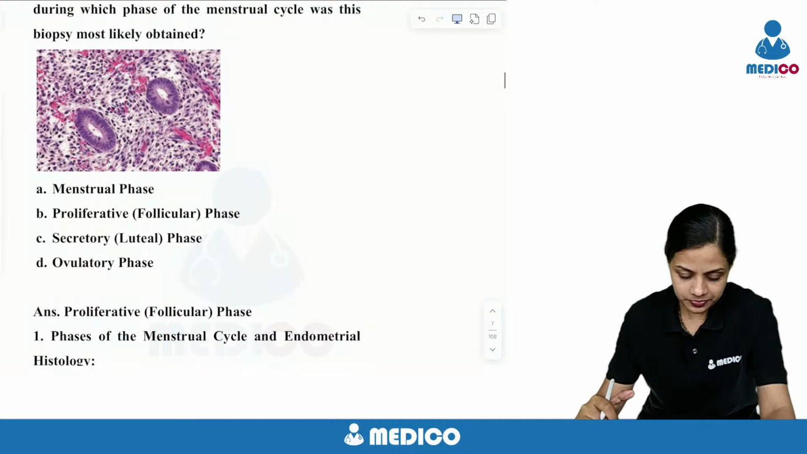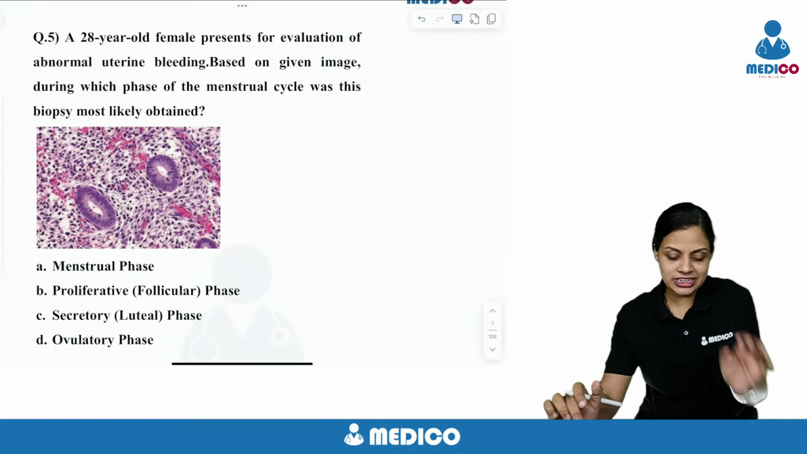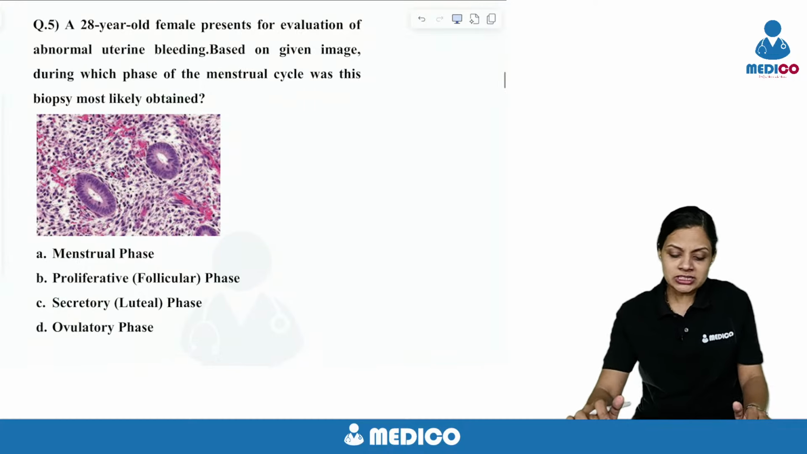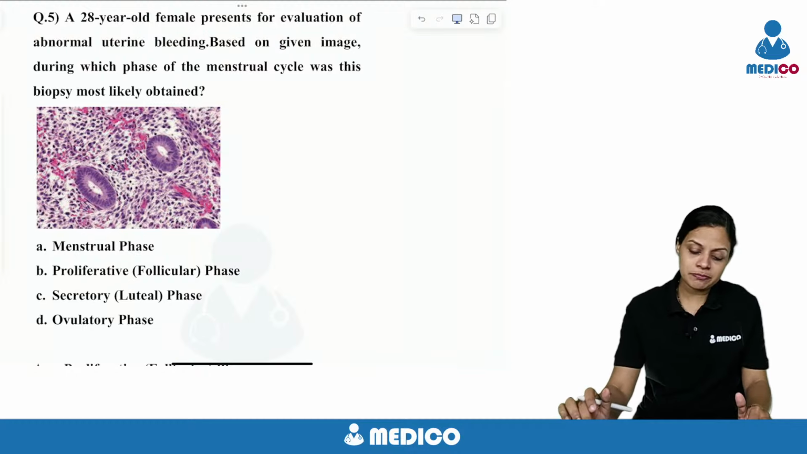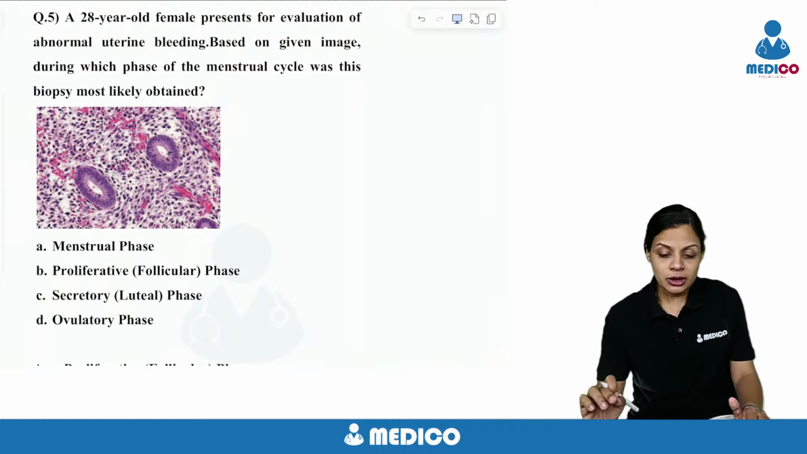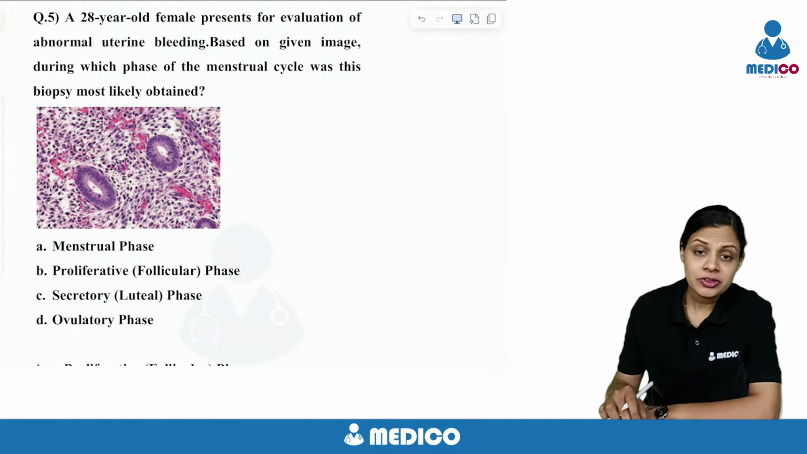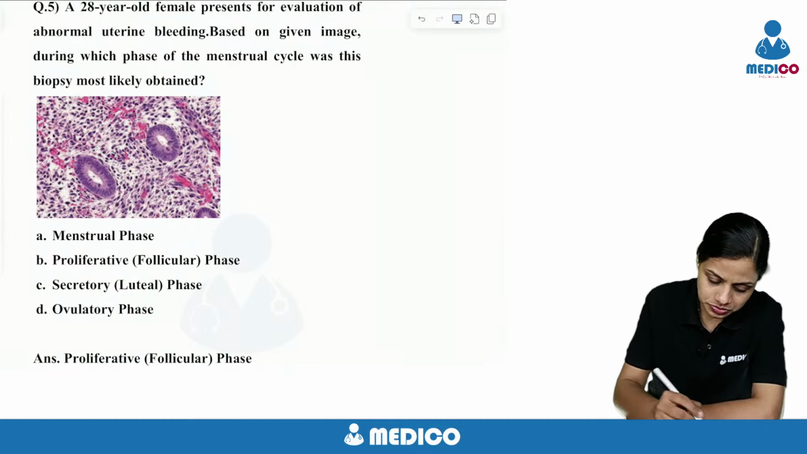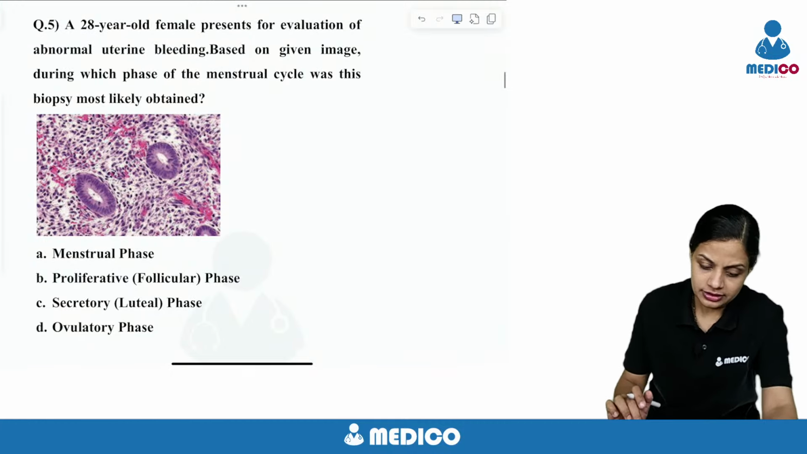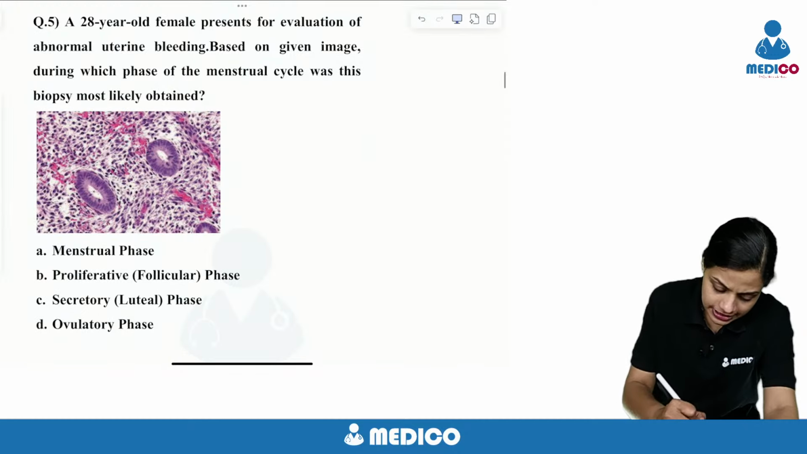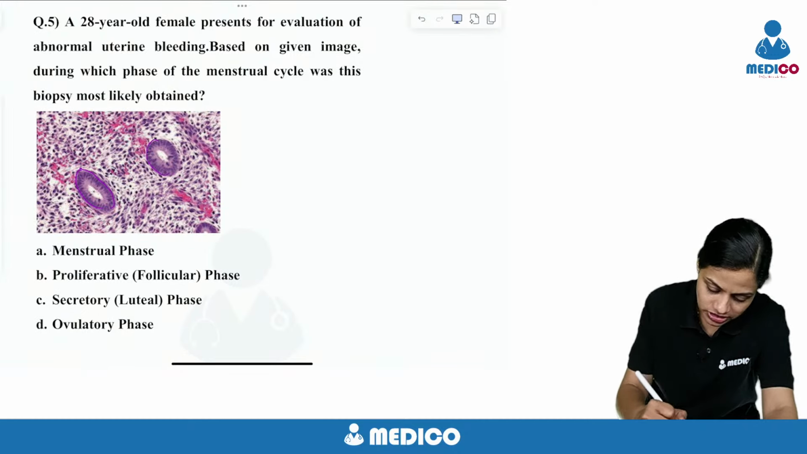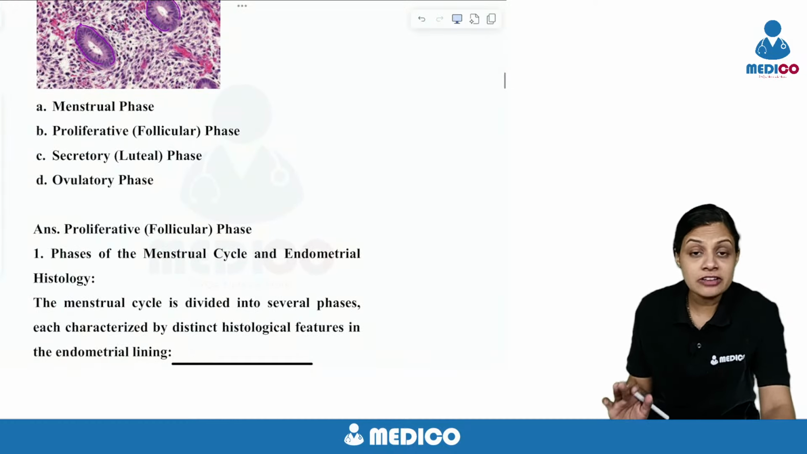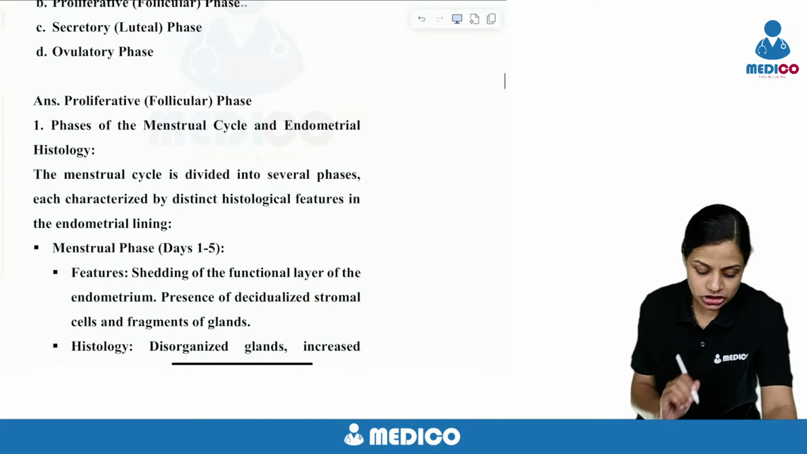Next question. Now, this is a histological question. A 28-year-old female presents for evaluation of abnormal uterine bleeding. Based on the given image, during which phase of the menstrual cycle was this biopsy most likely obtained? What do you see on the biopsy? See here, these are the glands that you see on this biopsy. This one is a biopsy of a proliferative or a follicular phase. They've given the histology there.